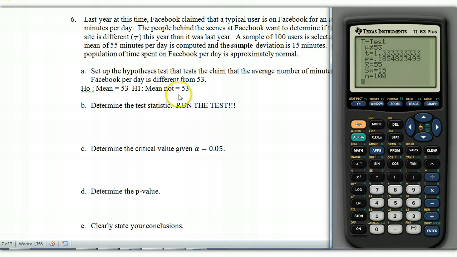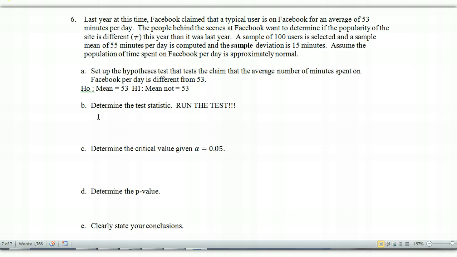Alright, so the t-value, that's your test statistic. The very first thing it returns is the test statistic. So the t-value here is 1.333. Alright, to two decimal places, 1.33.